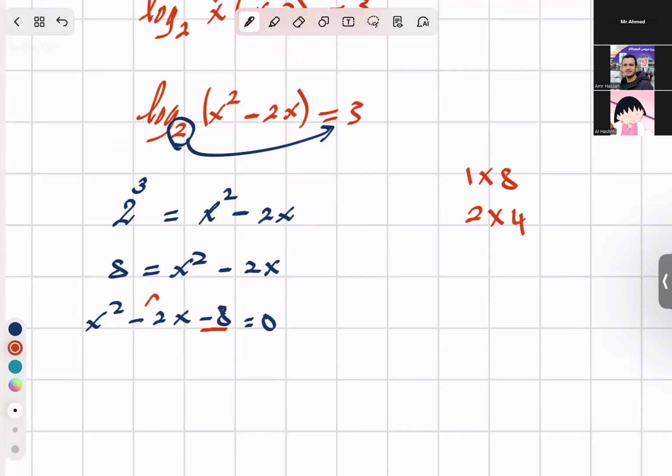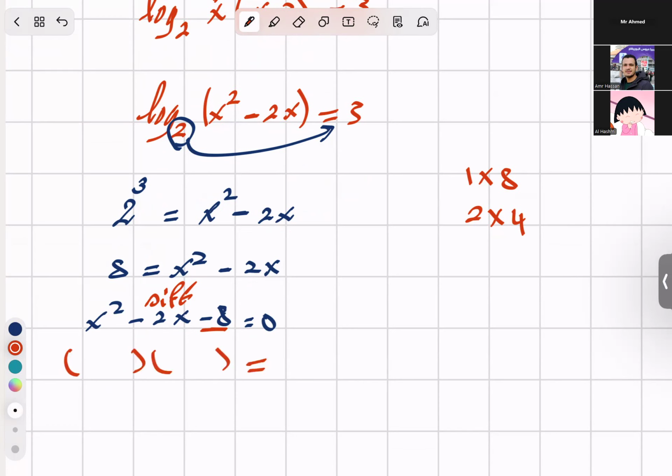Wait, I'm looking for two of them. These are like the factors of 8? Yes, these are the factors of 8, exactly. Oh, okay. So it's going to be x minus 2, x plus 4.